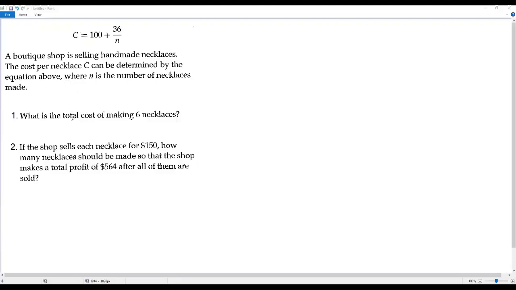Okay, so now our aim is to find the total cost of making 6 necklaces. So for that, I have to plug in 6 for N, because here N stands for the number of necklaces. When I plug in 6 for N, what will I get? So 100 plus 36 over 6. 6 goes into 6 one time, 6 goes into 36 6 times. So I get C equals 100 plus 6. So finally I'm getting C equals $106.